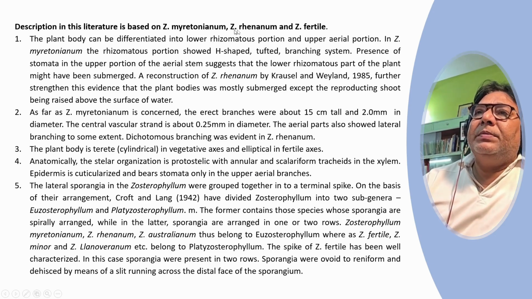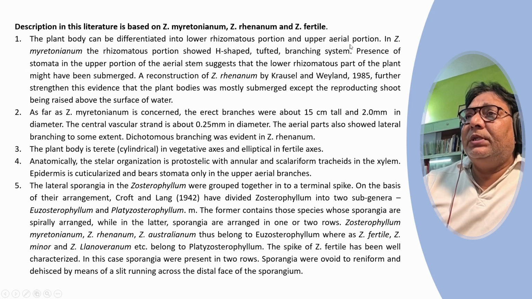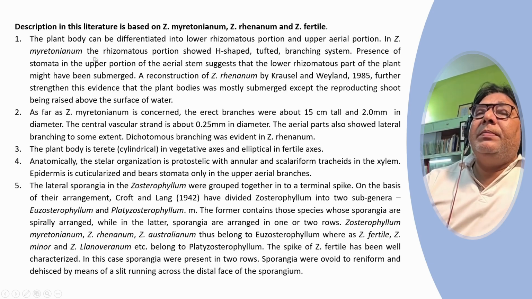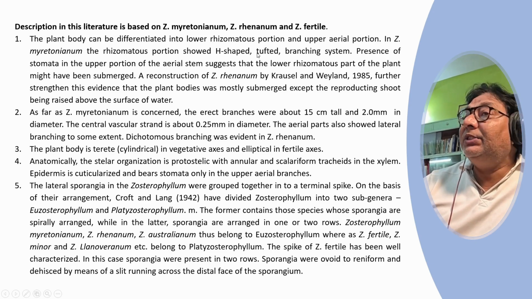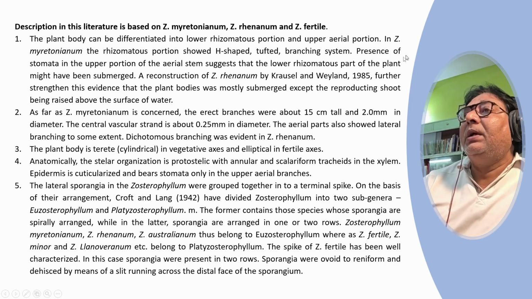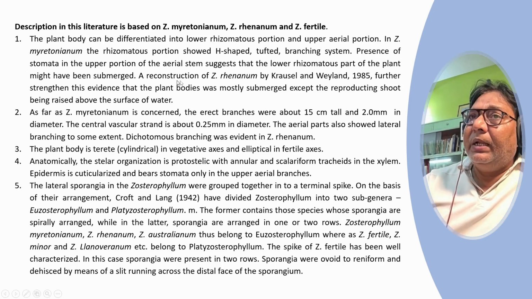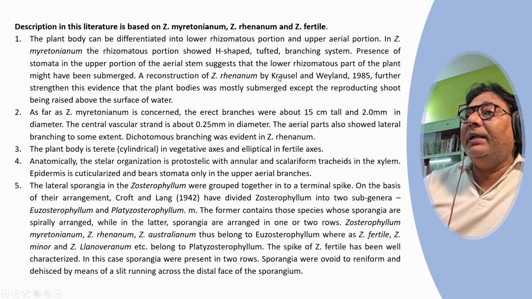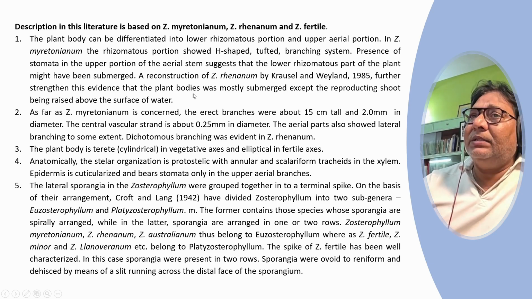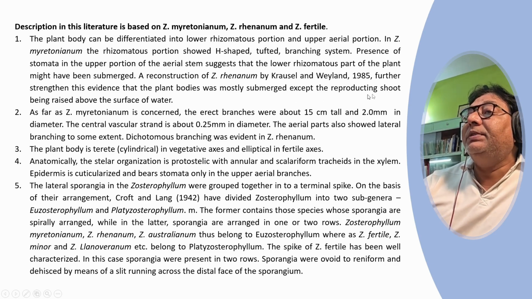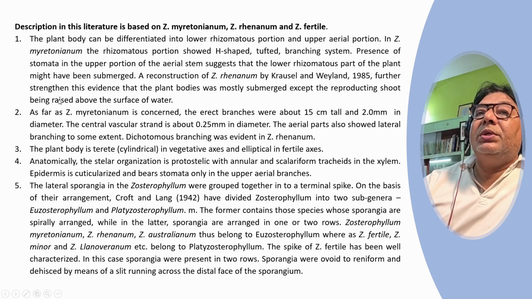Now, this is the description of the plant. The plant body can be differentiated into a lower rhizomatous portion and an upper aerial portion. In Zosterophyllum myretonianum, the rhizomatous portion showed an H-shaped tufted branching system. The presence of stomata in the upper portion of the aerial stem suggests that the lower rhizomatous part of the plant might have been submerged. A reconstruction of Zosterophyllum rhynianum by Krausel and Wieland 1985 further strengthened this evidence that the plant body was mostly submerged except the reproductive shoot, which was raised above the surface of the water, isn't it?